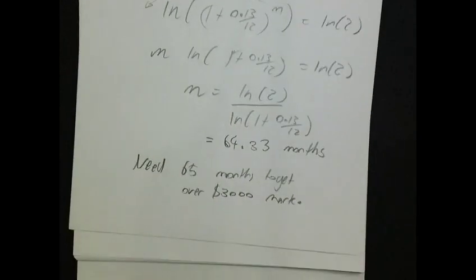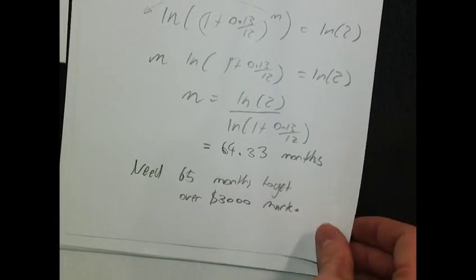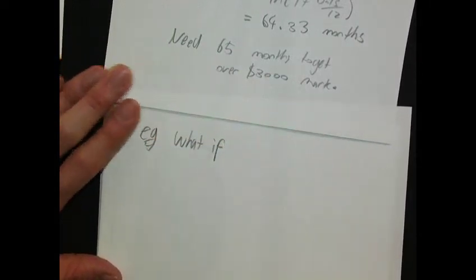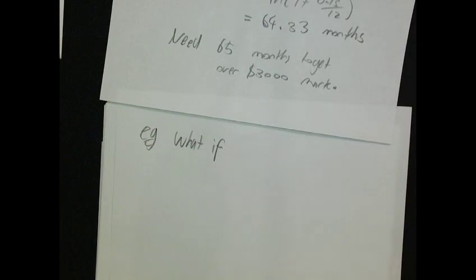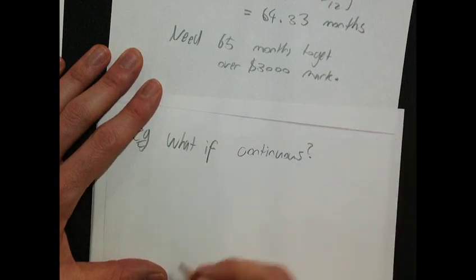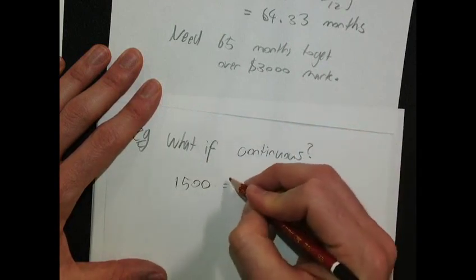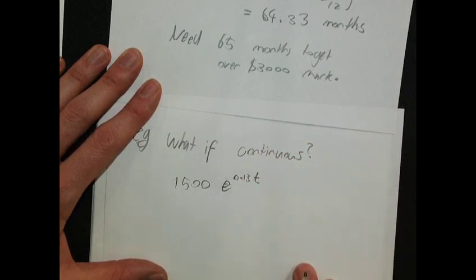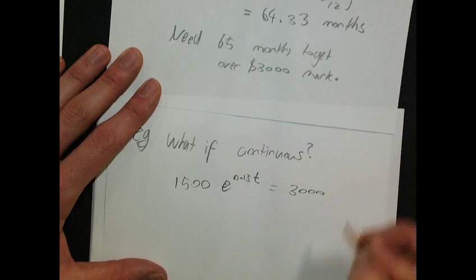Yeah. Oh, crap. And continuous compounding is a whole different story because it has an e to the whatever. But you still use an ln to solve that one. It's just actually easier, so I'll do that one too. What if continuous? Well, in that case, we'll get 1500 e to the rt. That's right, isn't it? It's Pert, P-E-R-T. Equals 3000.